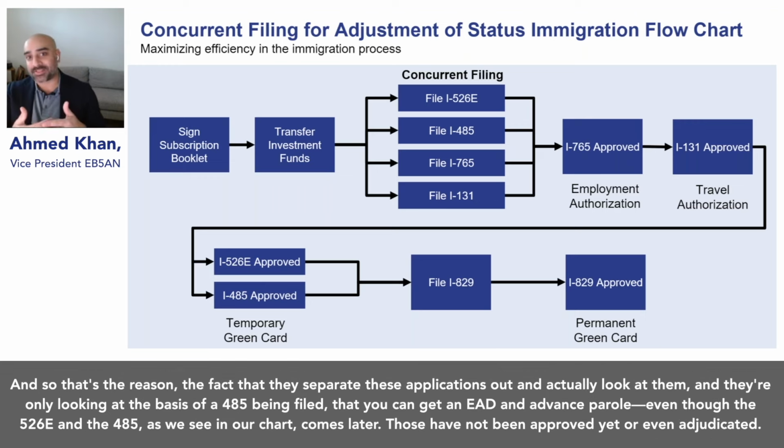And so that's the reason, the fact that they separate these applications out and actually look at them, and they're only looking at the basis of the 485 being filed, that you can get an EAD and advanced parole, even though the 526E and the 485, as we see in our chart, comes later. Those have not been approved yet or even adjudicated.